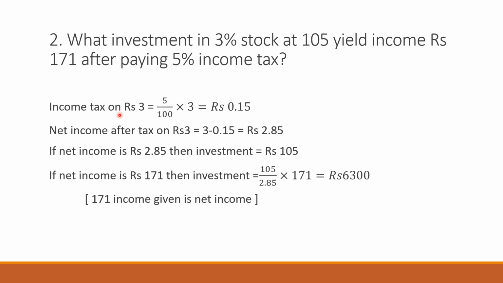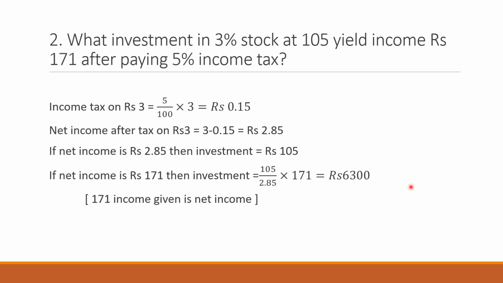Income tax you will calculate. First of all, income tax on 3 rupees is 5% of 3, which is 0.15. Now net income after paying tax on 3 will be 3 minus 0.15, which is rupees 2.85. This is the net income. Now you will compare net income and investment. You have to calculate investment, therefore investment will be on the right hand side of the statement. If net income is 2.85, then investment is 105. If net income is 171, then investment is 105 upon 2.85 into 171, which is rupees 6300.